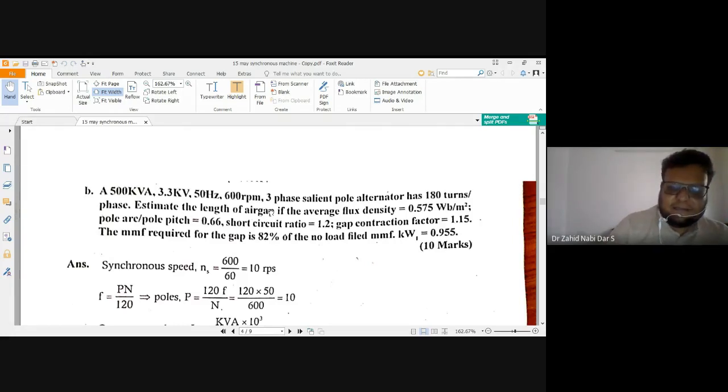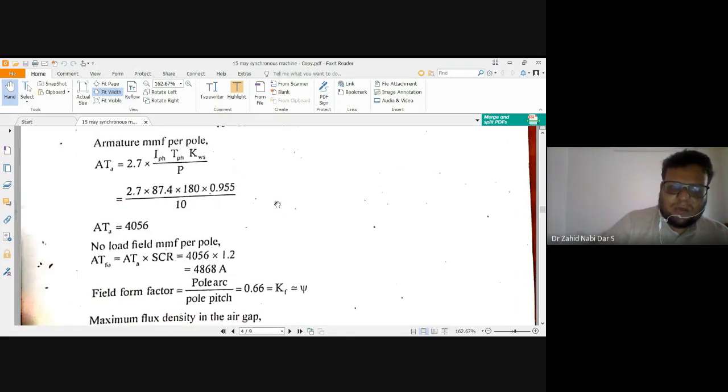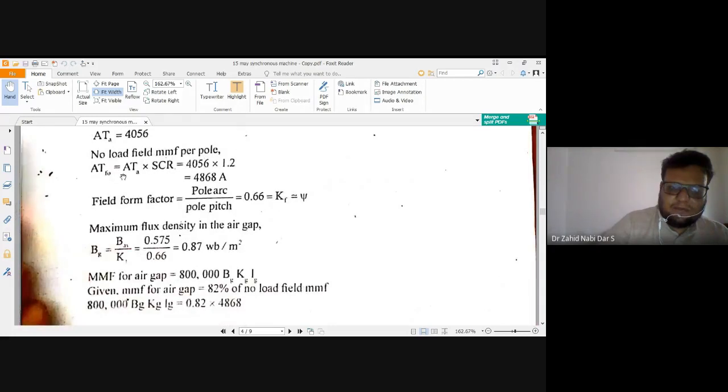Here it is telling 82% of the no load MMF. So first I have to calculate 82% of the no load MMF, which is equal to 80,000 BG, kg and LG. That equation should come to my mind. Once that equation came, what is the relationship of no load MMF with short circuit ratio? No load MMF is equal to short circuit ratio into the ampere turns.